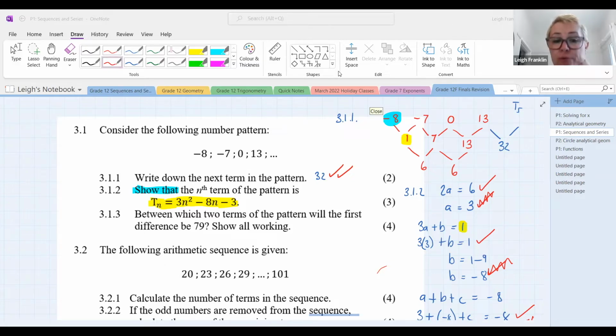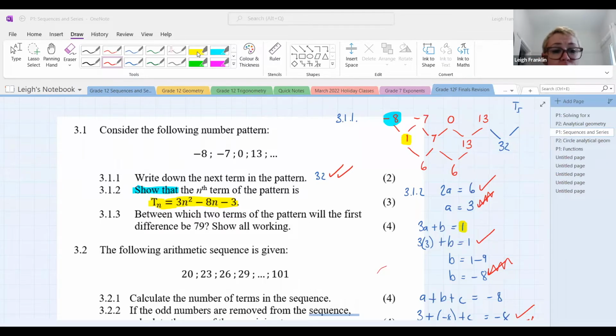Sure, so it's an nth term. I agree with you. It could be an nth term. Of which pattern, Fahim? The quadratic pattern or the first differences? Do we think that 79 is part of our quadratic pattern, or are they telling us that it's part of our first differences? Quite right. They're telling us that it is part of our first differences.